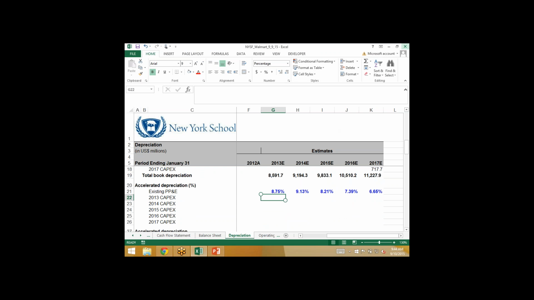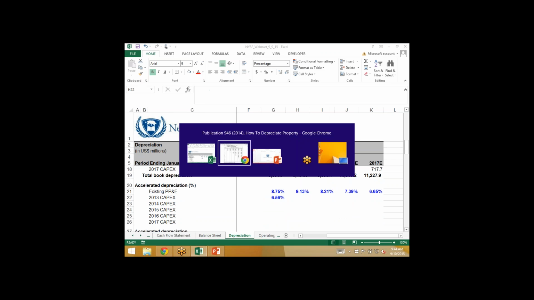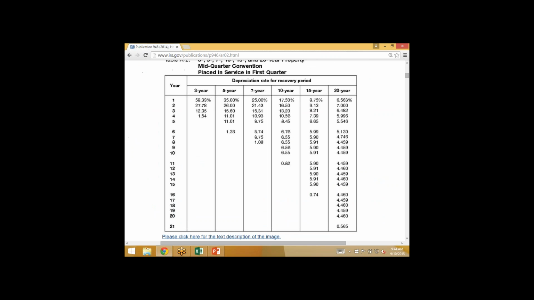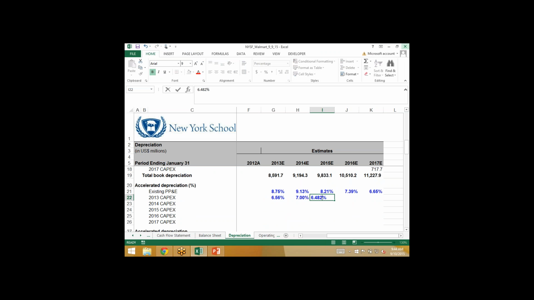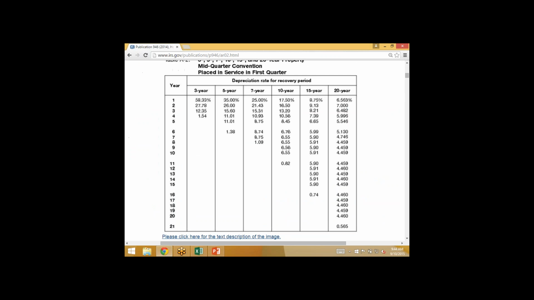6.563, 7, 6.482, 5.996, and 5.546. So I'll just put this on the board so you can look at it. 6.563, 7, 6.482, 5.996, 5.546, and we multiply the net value of Capex by these percentages respectively.